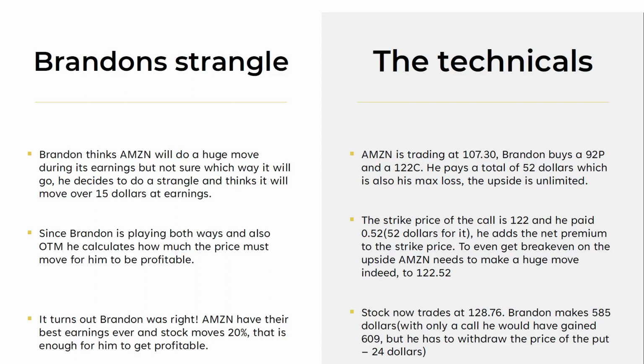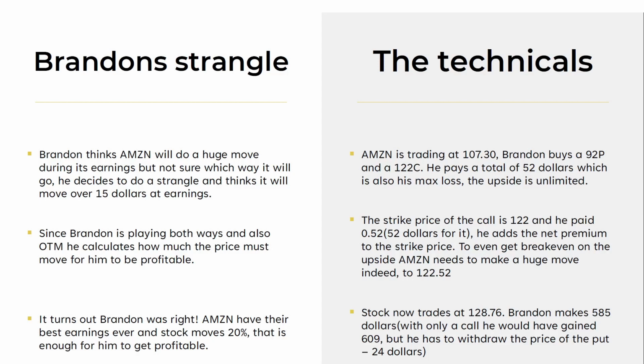So he decides to do a strangle, and he's pretty sure this is going to move more than $15 at earnings. So the technicals of that is it's trading at 107.30. So he buys a 92 put and a 122 call. And the total price was $52. And that is also his max loss. He can lose what he puts in, and $52 for Amazon is pretty cheap, but that is because it goes further out of the money.